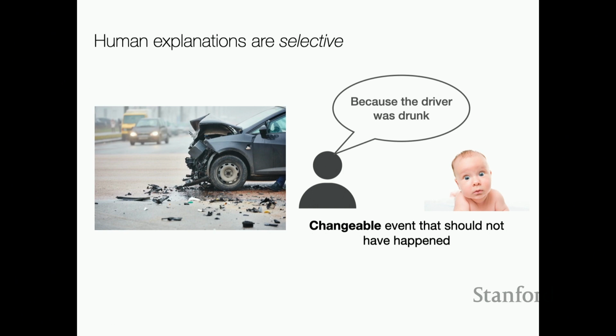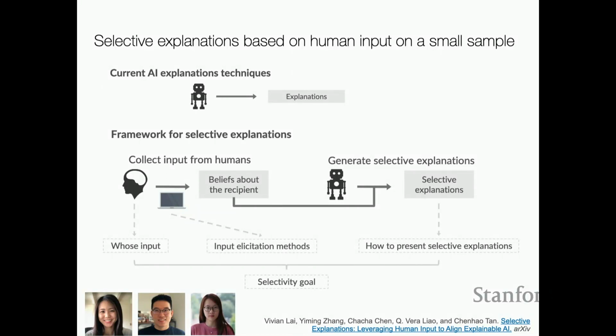If you want to give a lesson to your kid, you may pick what's the most changeable, what really should not have happened, that the driver is drunk, right? So we want to mimic this kind of selectivity of human explanation. This is joint work with Chen-Hao Tan, and lead authors are Vivian Lai, Yiming Zhang, and Cha-Cha Chen.